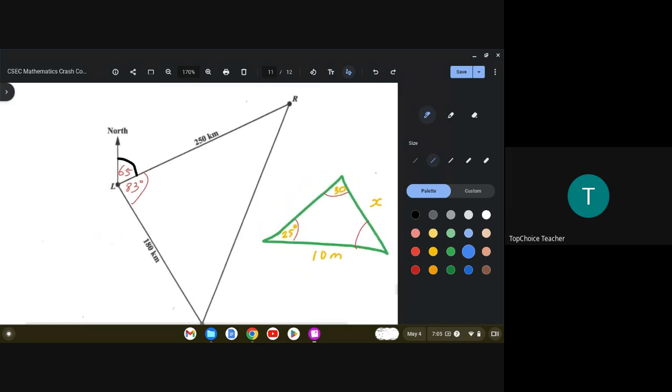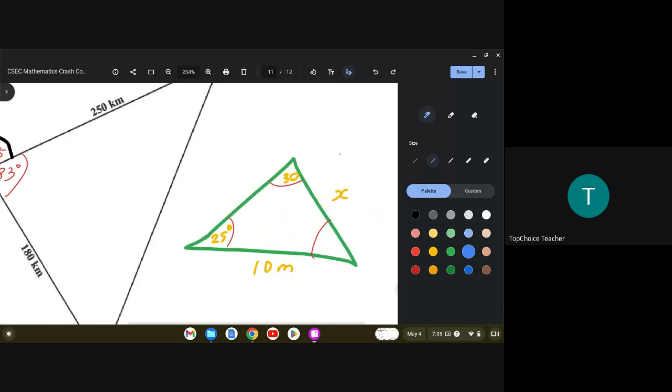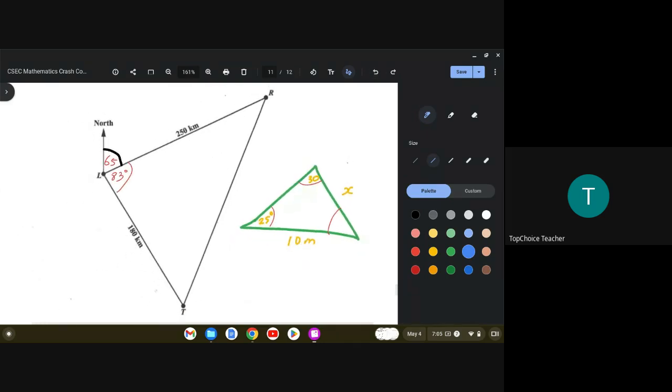Remember that we must have the angle and a corresponding side. We must have this correspondence. If we do not have this, we cannot use the sine rule. Let's look at this triangle now.